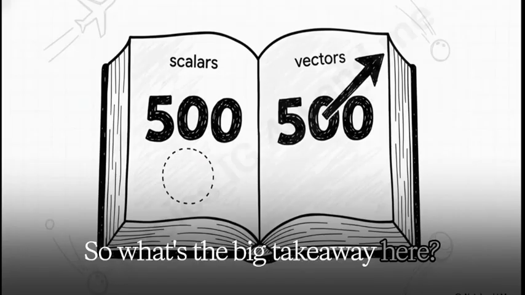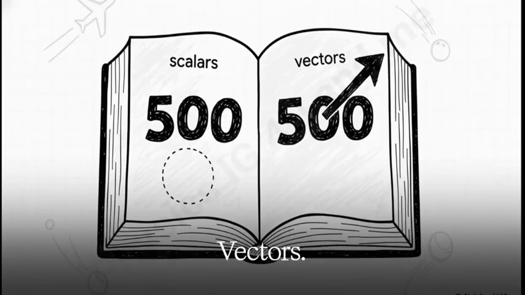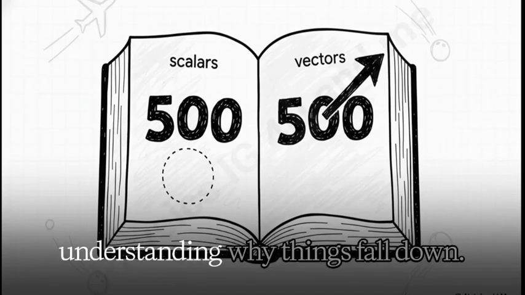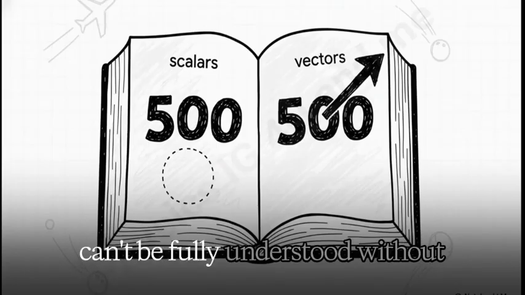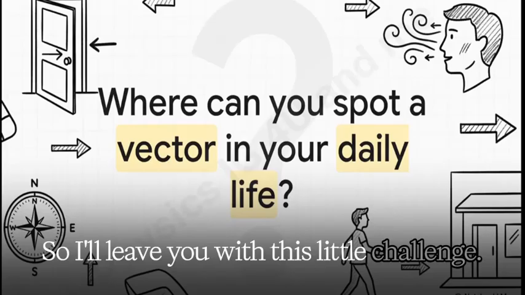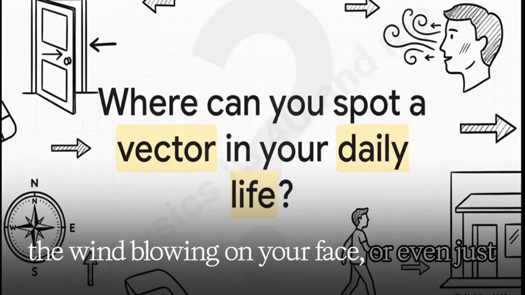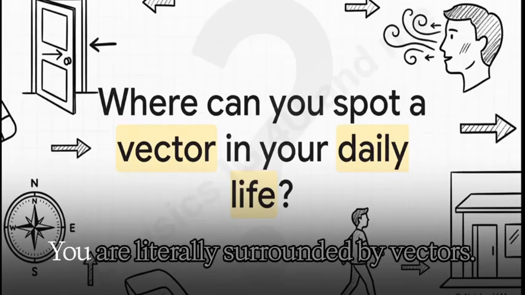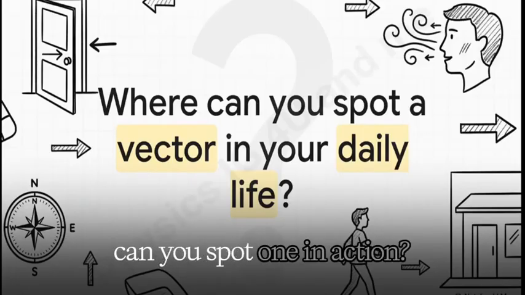So, what's the big takeaway here? Well, it's that scalars can tell you part of the story, but vectors tell the whole story. From flying a plane to just understanding why things fall down, some things in our universe just can't be fully understood without knowing which way they're headed. So, I'll leave you with this little challenge. The next time you push a door open, or feel the wind blowing on your face, or even just walk to the store, stop and think about it. You are literally surrounded by vectors, so where in your daily life can you spot one in action?